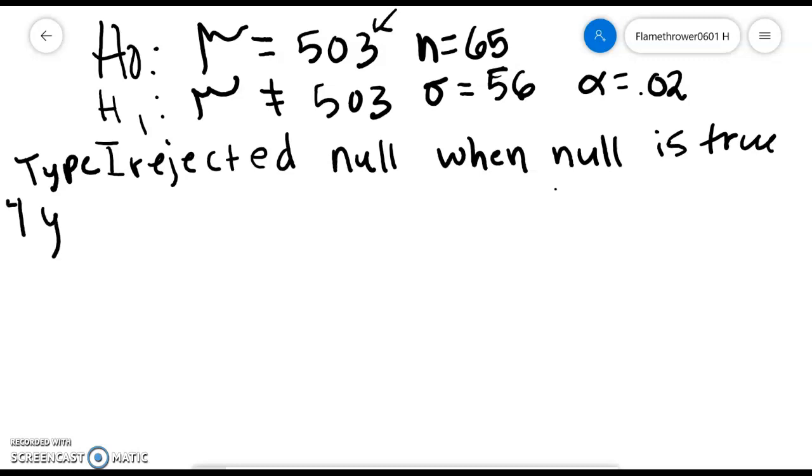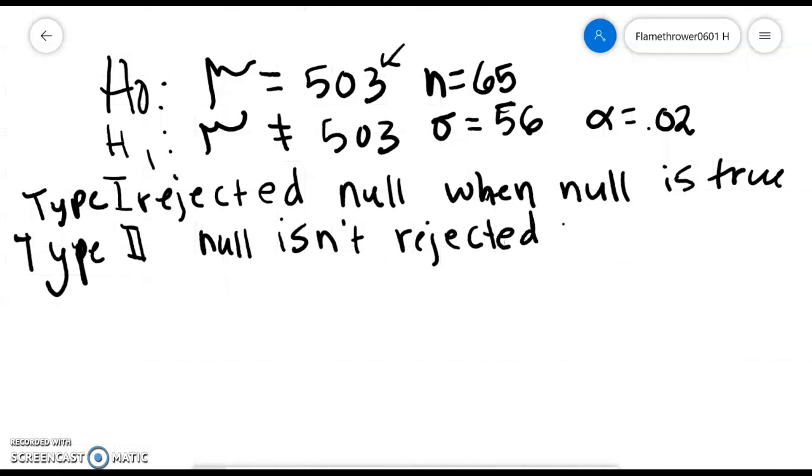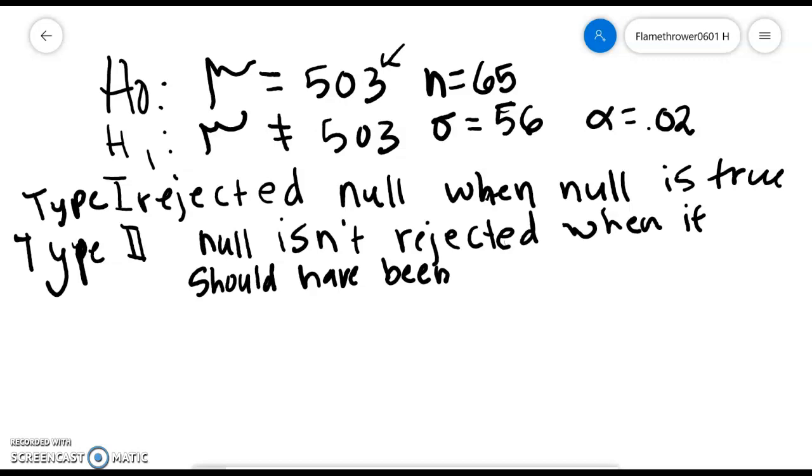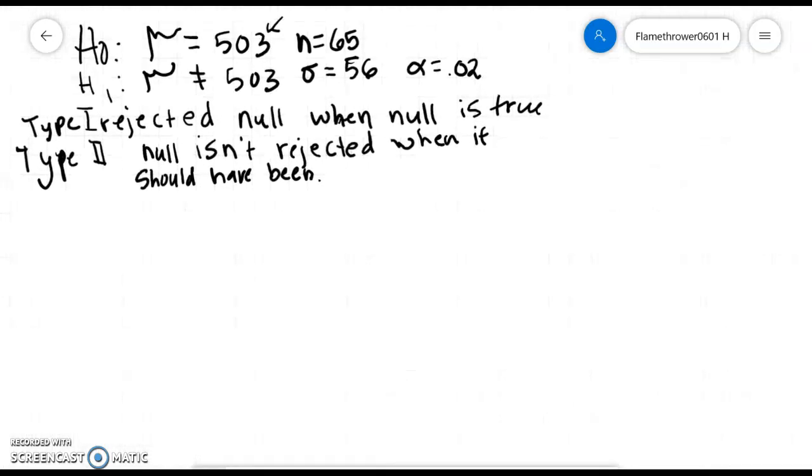So I will put, type 2 error is when the null isn't rejected, but it should have been. In other words, the null is not right, but we said it was. So that's an error on our part. Okay, so let's go on to step 2.